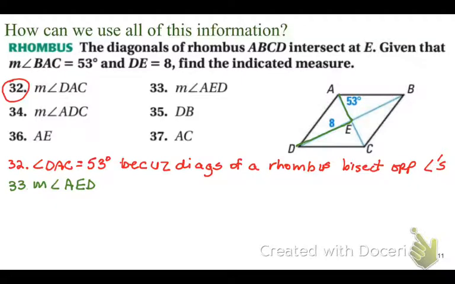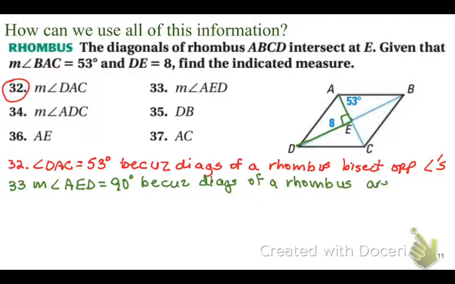If you look at your list of everything you know about rhombi, number 3, because it's a rhombus, says its diagonals are perpendicular. AC and DB are diagonals, and they are perpendicular. So perpendicular means that that angle is 90 degrees. So the measure of angle AED is 90 degrees because the diagonals of a rhombus are perpendicular.